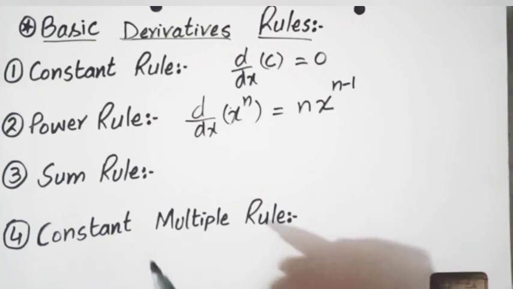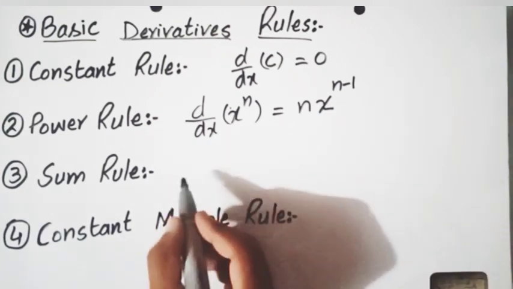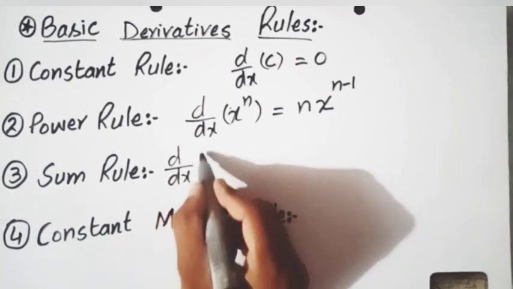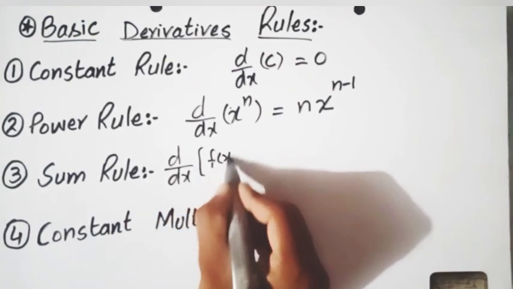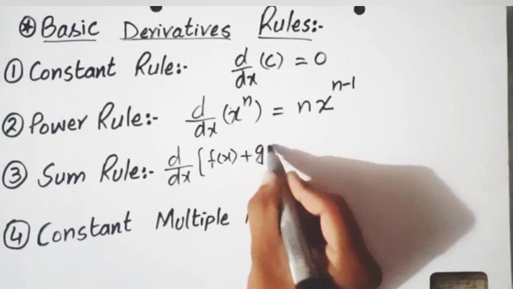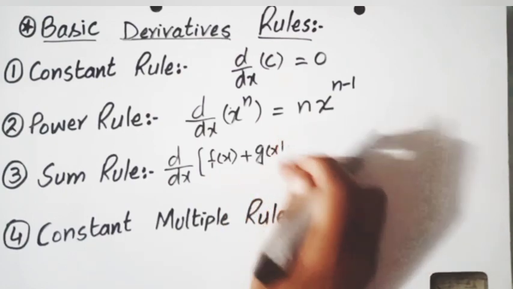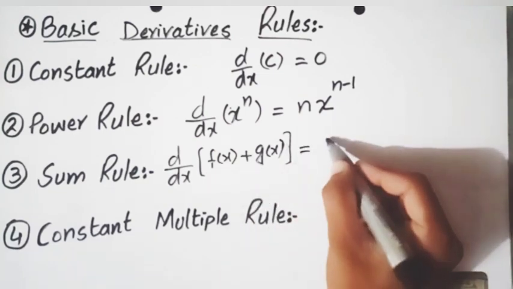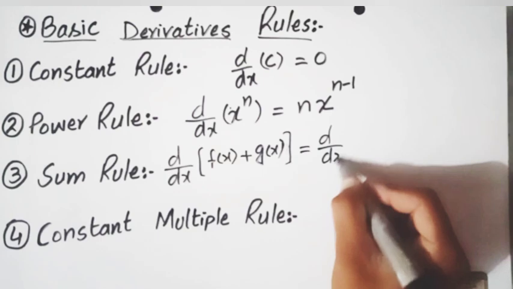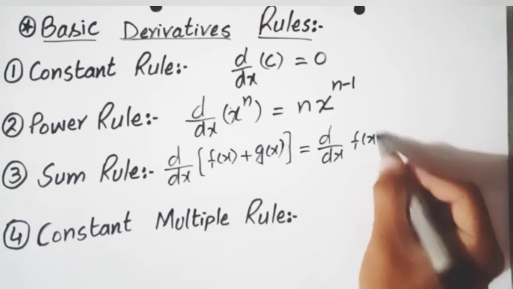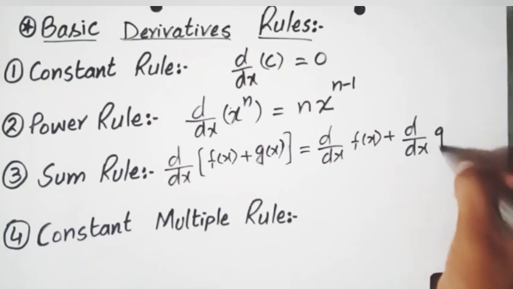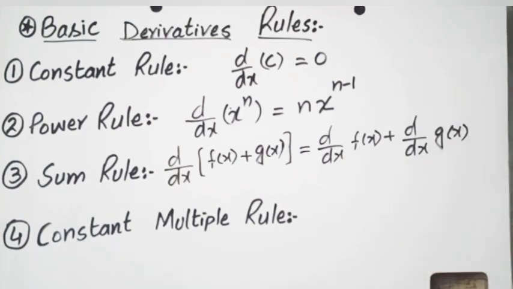Then we have the sum rule. The sum rule is what? If we have two functions in some form and we want to take the derivative of those, like for example f of x plus g of x, we can take the derivative separately. Means we can take the derivative of f of x and the derivative of g of x separately, and that will make no difference. This is called the sum rule of the derivatives.